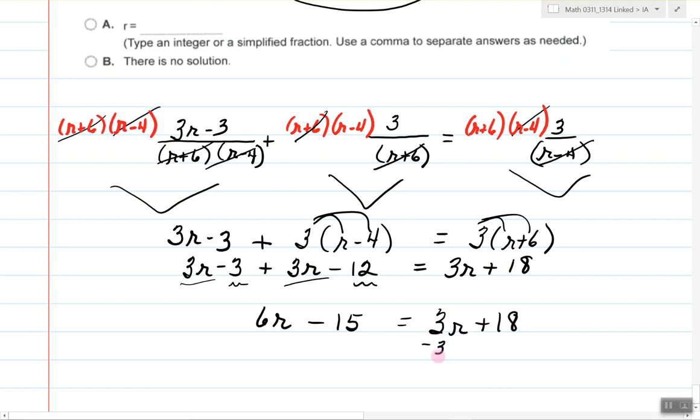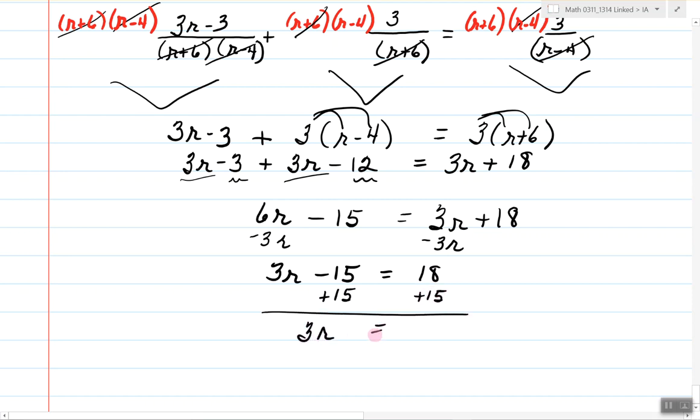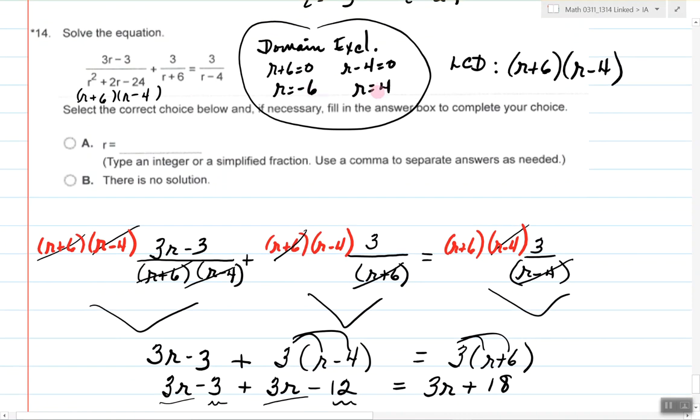I'm going to get the r's on one side by subtracting 3r from both sides. That gives me 3r minus 15, because 6 minus 3 gave me 3, equals 18. Add 15 to both sides. I have 3r is equal to 33. Divide by 3. And it looks like r is 11. Take a glance. 11 was not a domain exclusion, so it is the solution.